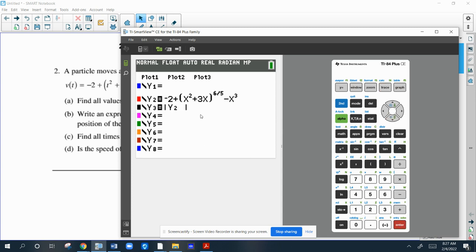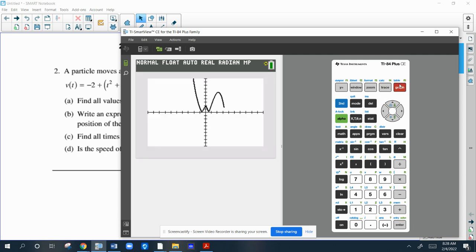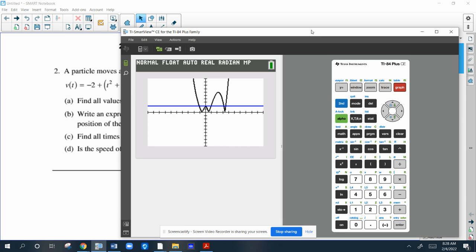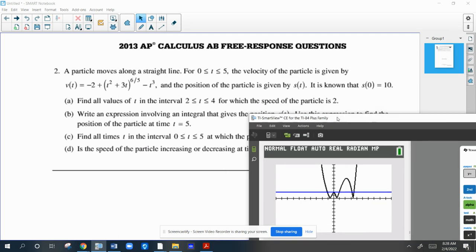All right, so now I have the velocity in y2 and the speed in y3. The question asked for the speed, so I'm going to turn off the velocity, and there's your speed. We need to figure out where the speed is 2, so I'm going to graph y equals 2 and then look for the points of intersection. So here's the answer.